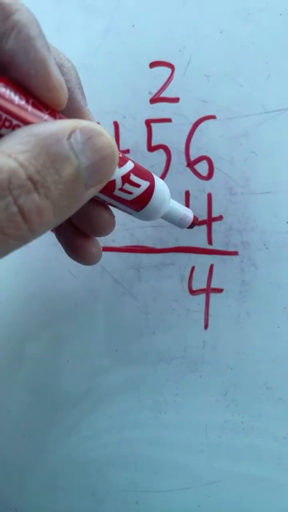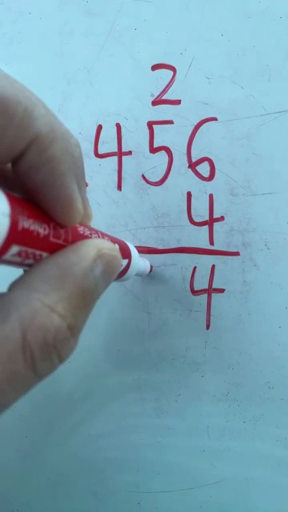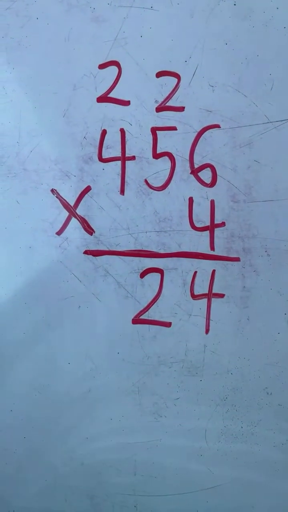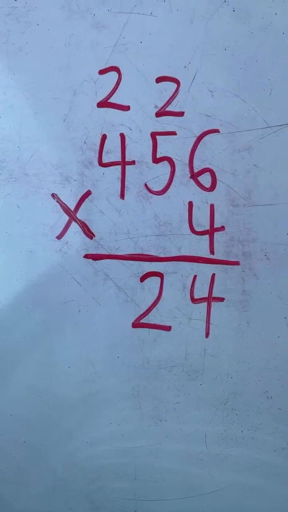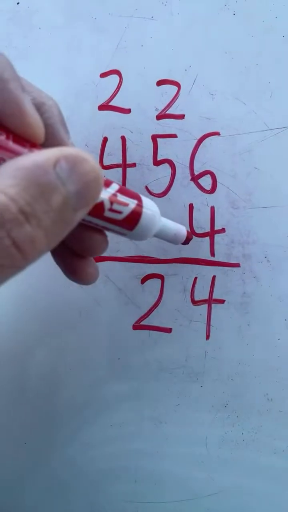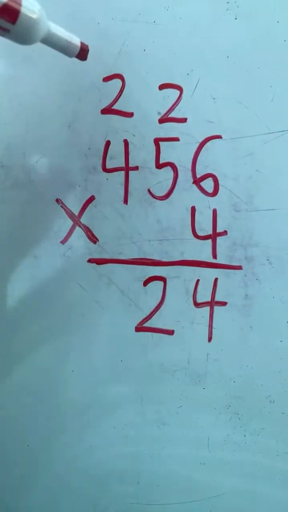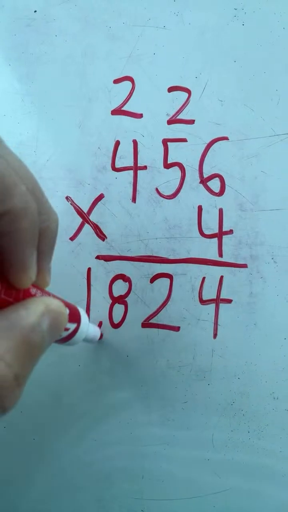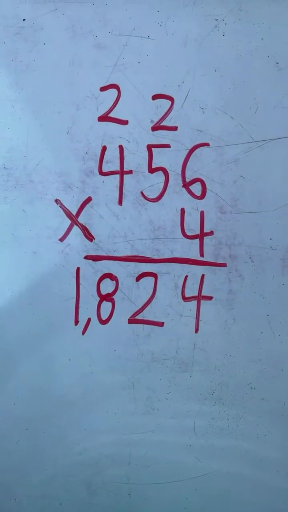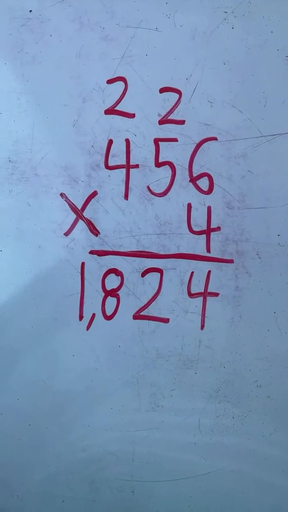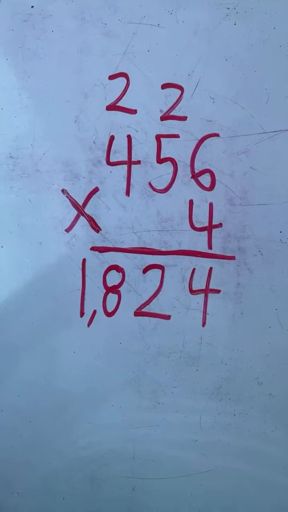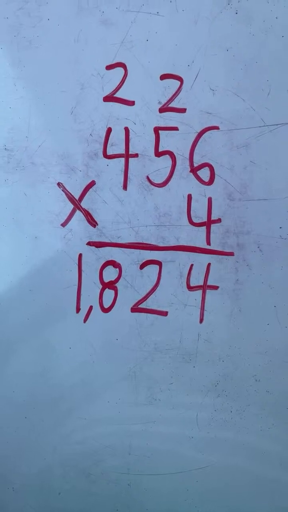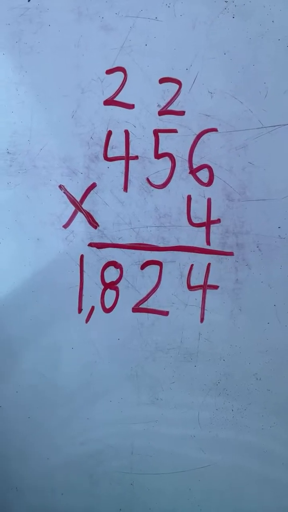5 times 4 equals 20, plus 2 equals 22. 2, carry the 2. 4 times 4 equals 16, plus 2 equals 18. And we have our final answer. 456 times 4 equals 1,824. All right, moving on to the next example problem.